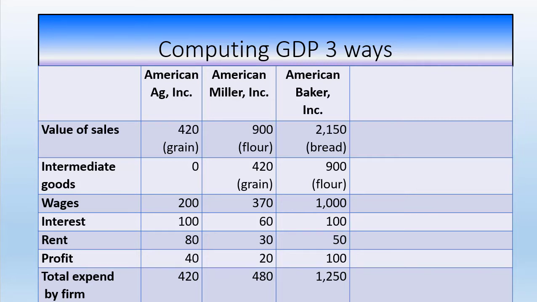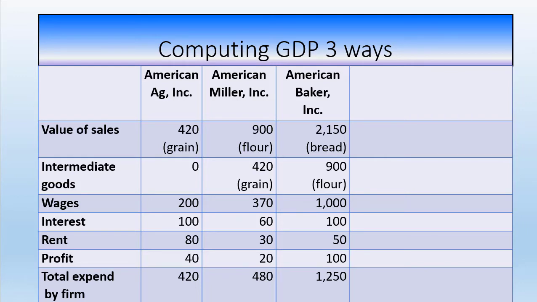That flour is sold to the American baker for $900. The baker flips it around and sells it in the form of bread for $2,150. But in order to flip it around, the baker had to spend $1,000 in wages, interest of $100, rent of $50, and profit of $100. So value added for that particular firm, the baker, is $1,250, which is the sum of wages, interest, rent, and profit.